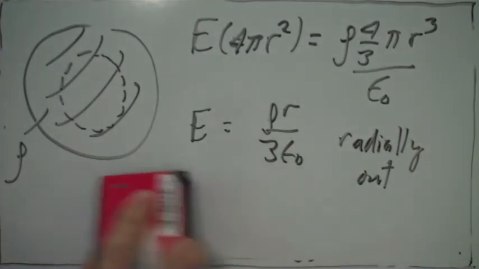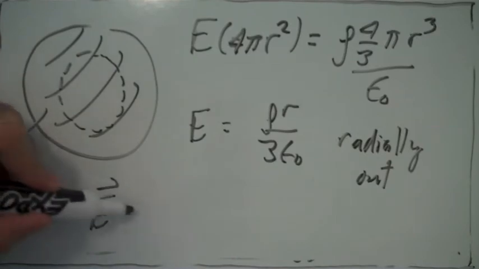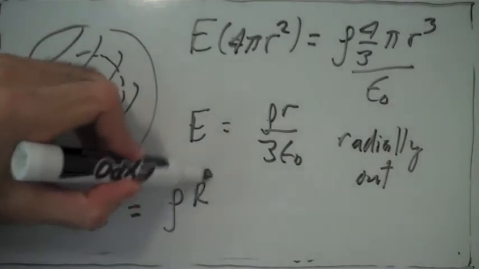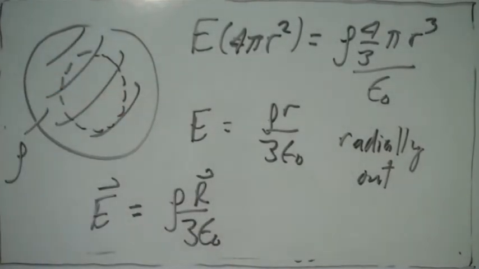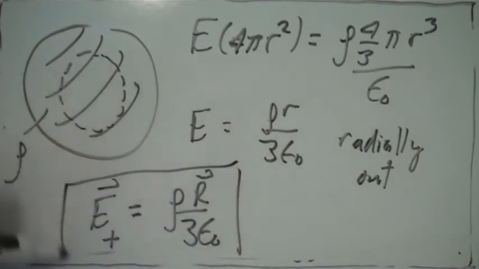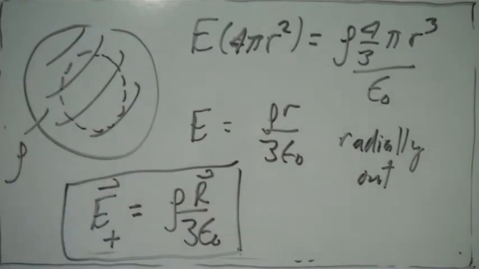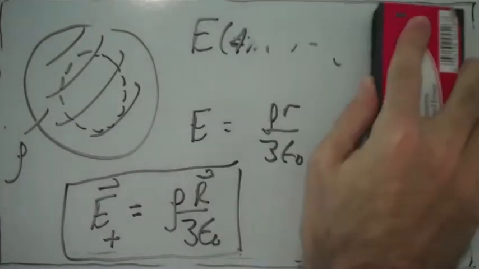It depends on how far you are from the origin. So if we write it as a vector, we can write it like this, where the vector r is the vector from the center of the sphere to the position where we want to measure the electric field. Okay, and we call this E plus. So this is the electric field produced by this positively charged solid sphere.